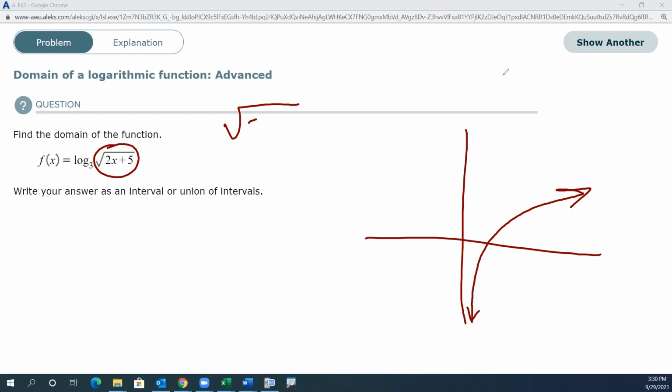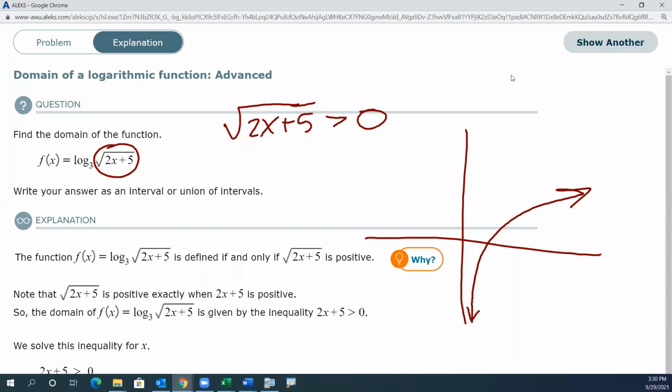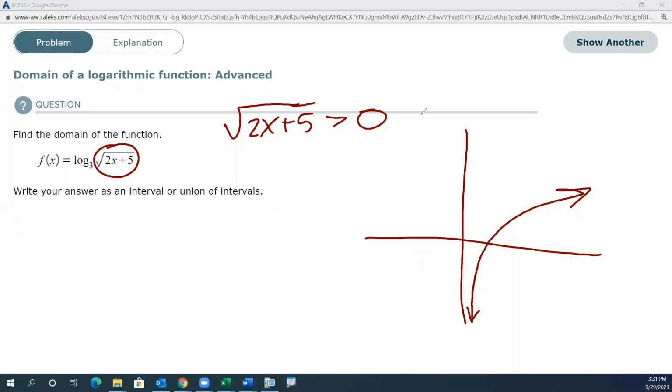So in other words, the square root of 2x plus 5 must be greater than 0. It's got to be positive. That's where we're headed on this one. Now, in order for that to happen, the stuff inside of the square root has to be positive.